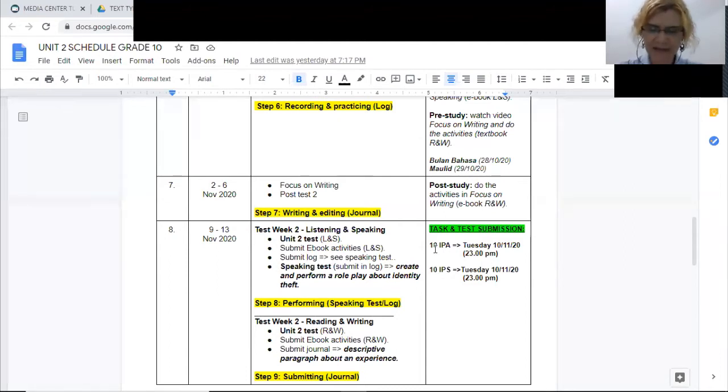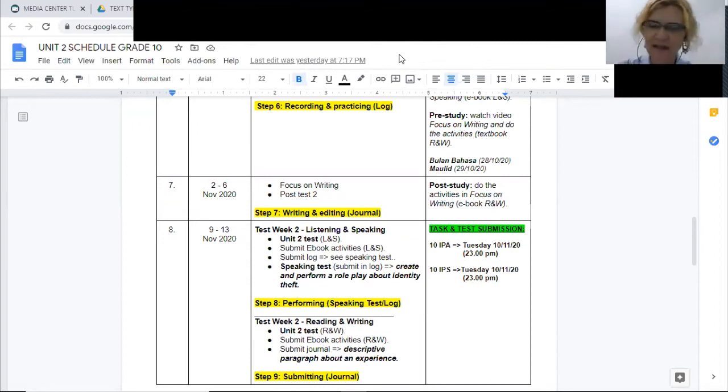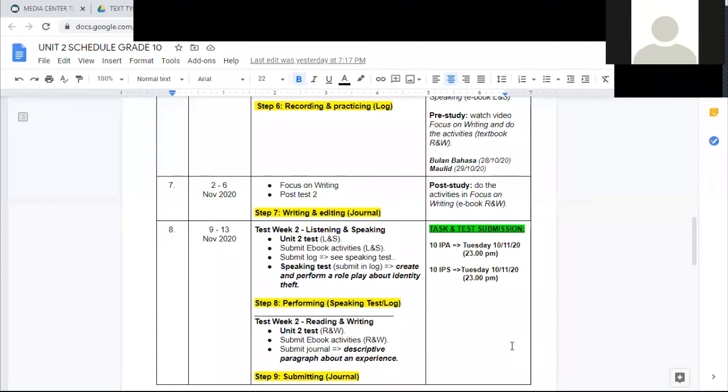You will then, on this date, have your unit test, and you will also submit your log and your journal. And as we did this month, you have to place your speaking test link inside your log, like you did this time. Now, I haven't checked your work yet, I haven't gotten around to it, and I will do soon enough, and then I will give a review on what you did wrong. So look at the notes that I make, so you can do better for Unit 2. You know what to fix, right?